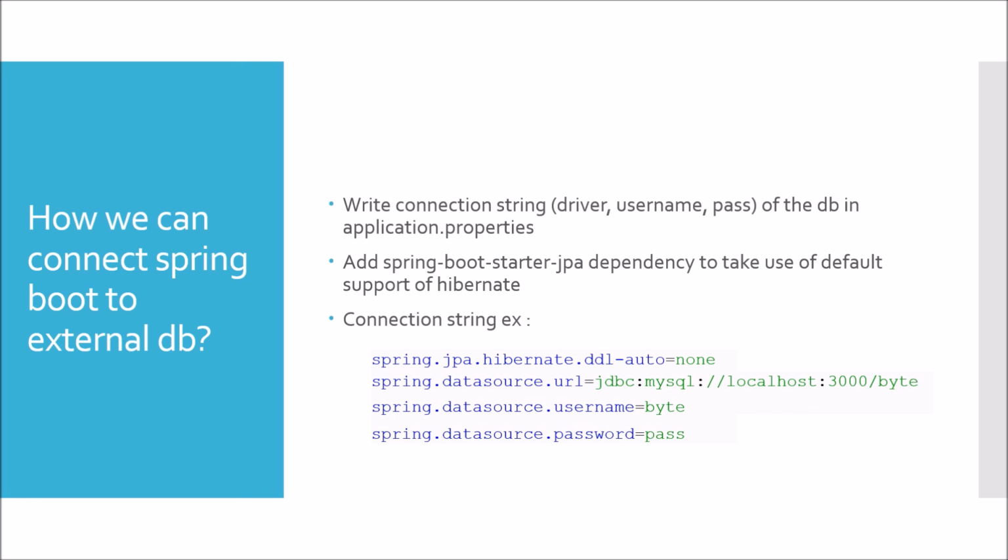The connection string will look like this, for example, if you are using MySQL, which is running on port 3000 and using database Byte: spring.datasource.url, jdbc:mysql://localhost:3000/byte, username Byte, password Byte. And if you want to generate the schema, you can use either none, create or update also.